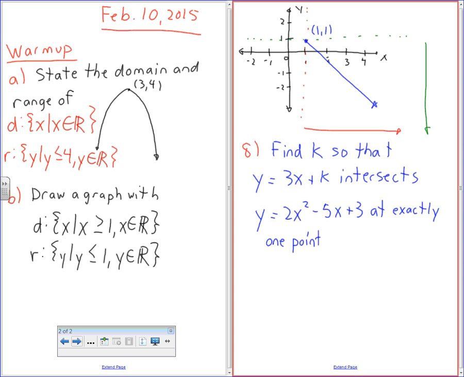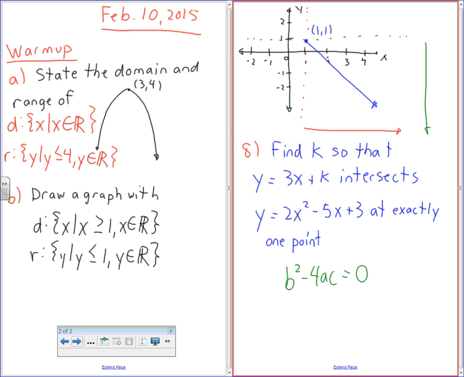How would you get 1 intersection? Bailey, go ahead. Yeah, good. Right, the square root has to be 0. So what has to happen is we're going to say b squared minus 4ac has to equal 0. And that's like your quadratic formula thing. Okay, that will give you one solution.